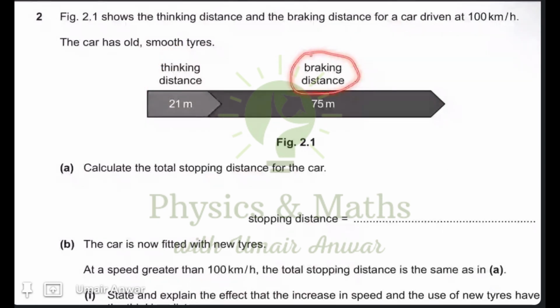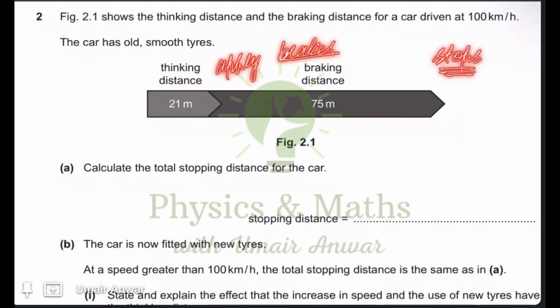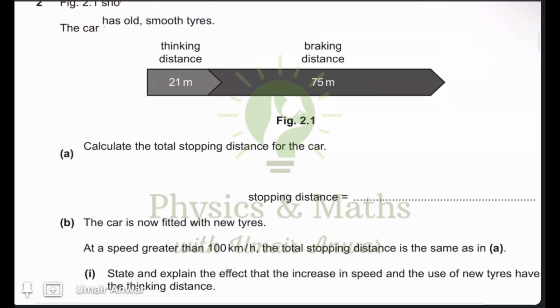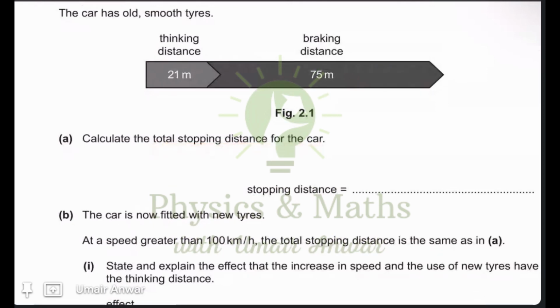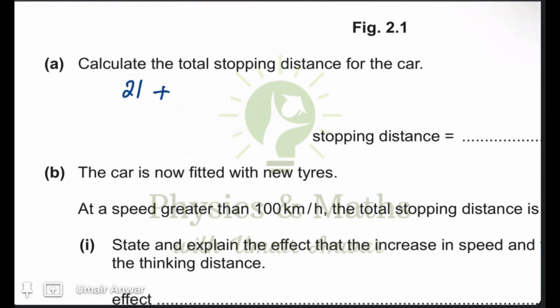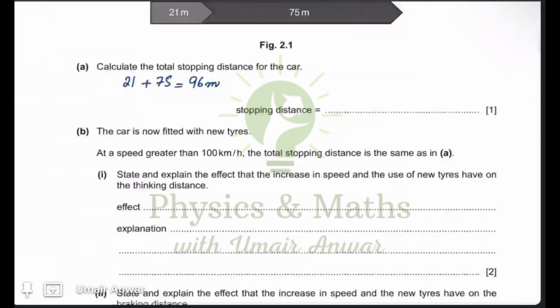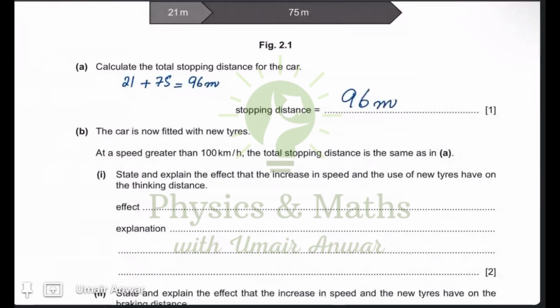Then the braking distance is the distance when the brakes were applied until the car came to a halt or it stopped. So when you apply brakes, the braking distance starts until the moving object stops. The distance covered is called the braking distance. Calculate the total stopping distance for the car. Stopping distance is the sum of these two distances, the thinking distance and the braking distance. When we add these two distances, this becomes the total stopping distance for any moving object. So we would be adding 21 and 75, and it gives us the value of 96 meters. So the stopping distance for this moving object is 96 meters here.